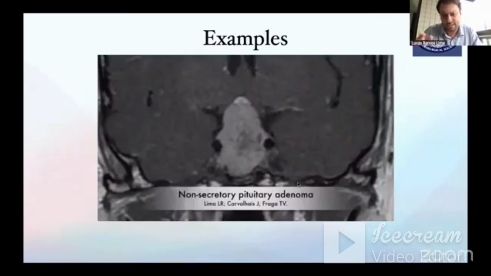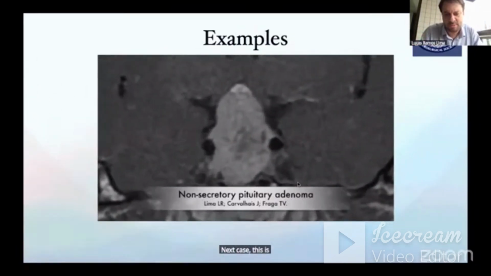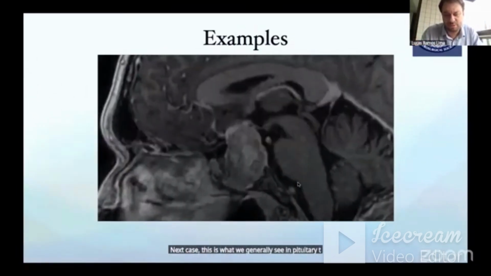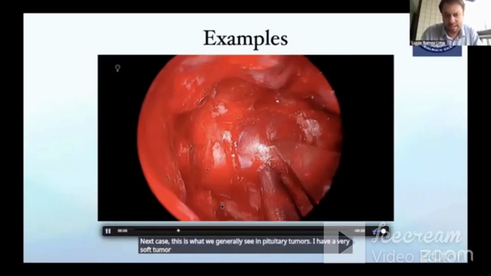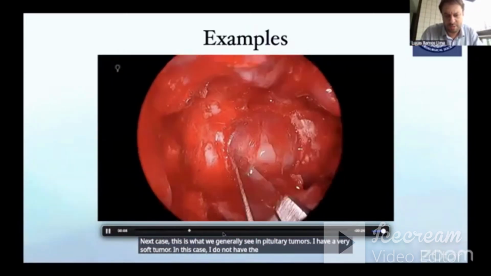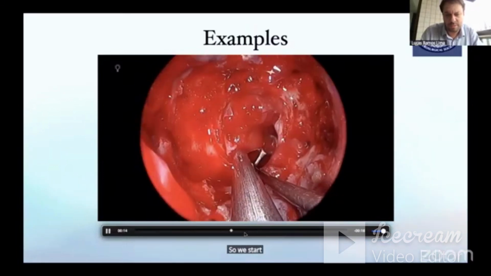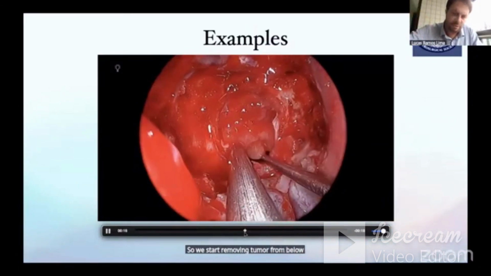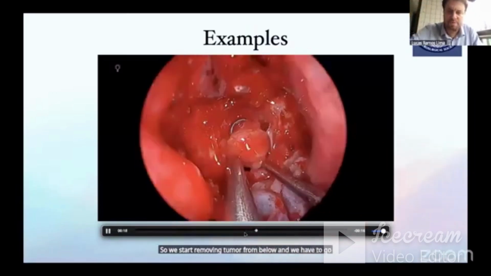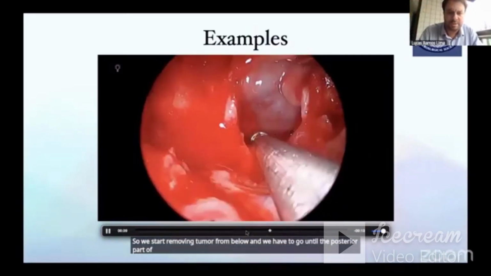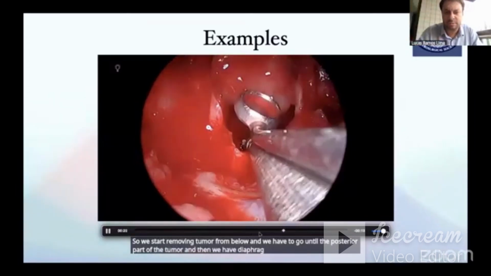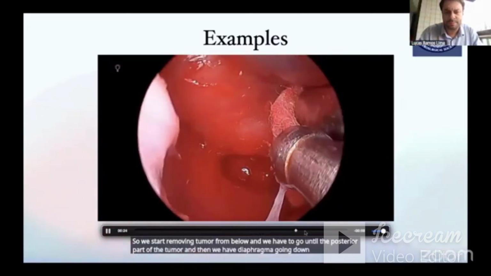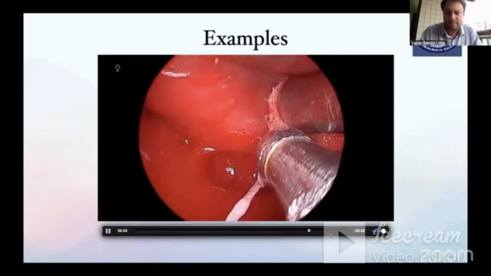Next case, this is what we generally see in pituitary tumors. I have a very soft tumor. In this case, I do not have the pseudocapsule, so we start removing the tumor from below, and we have to go until the posterior part of the tumor, and then we have the diaphragm going down. And at the lateral limits, we try to remove all the tumor.